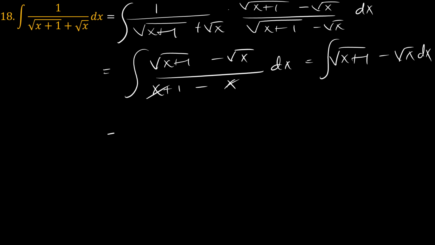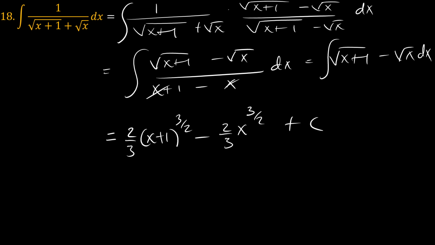and so this is the same as 2 over 3 times x plus 1 to the power 3 over 2 minus 2 over 3 times x to the power 3 over 2 plus the integration constant. And that is our answer.